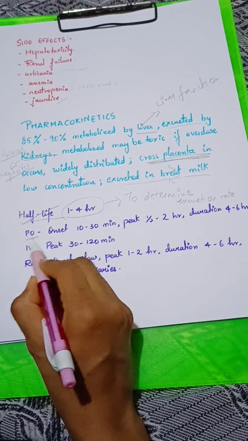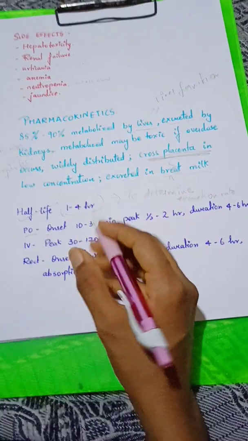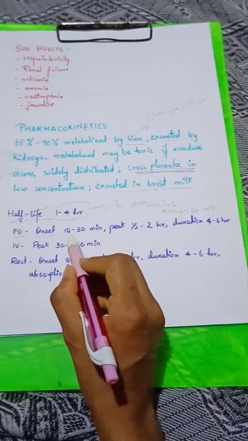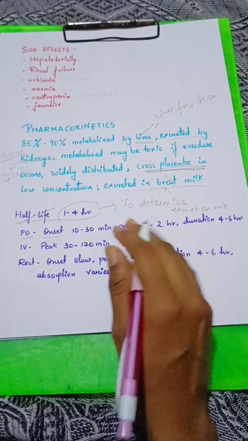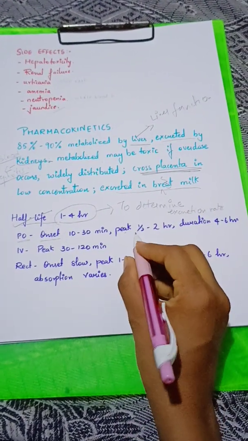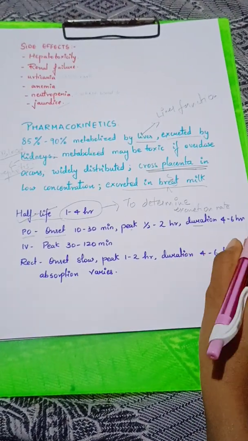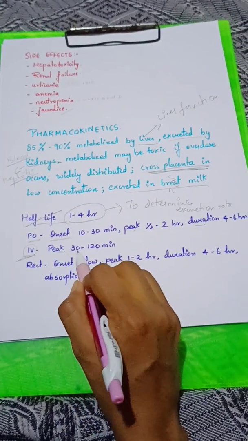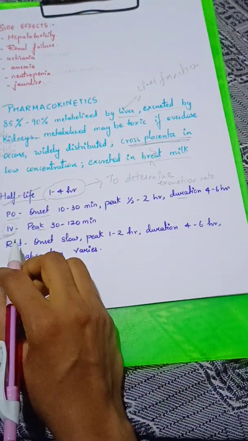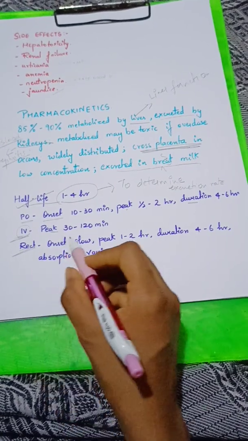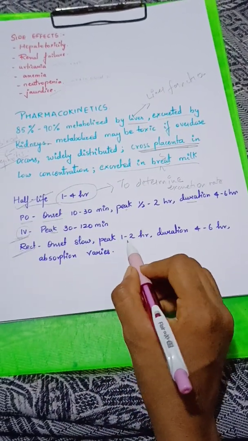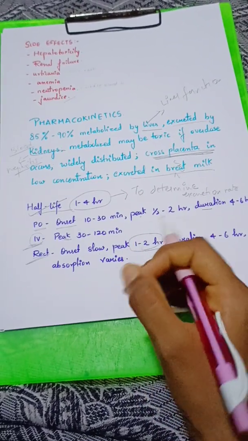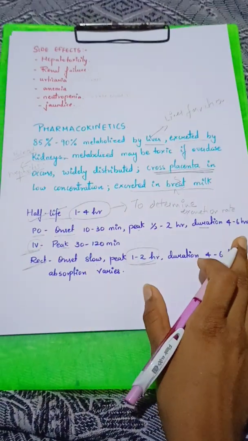Coming to the oral form, the onset, which in Hindi we can say shuruat or starting point, is 10 to 30 minutes. The peak, where the highest level of medication is present in the blood, is half to 2 hours, and the duration is 4 to 6 hours. If you are taking acetaminophen by IV, the peak will be 30 to 120 minutes. If it is a rectal suppository, the onset is slow, the peak is 1 to 2 hours, and the duration is 4 to 6 hours. Absorption varies according to the person. I hope this is clear.